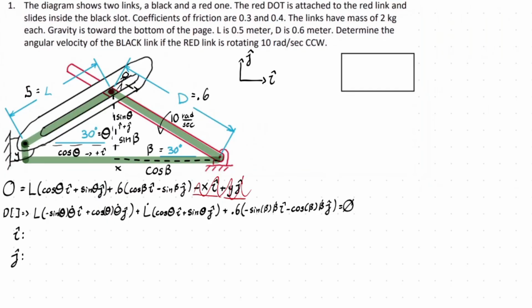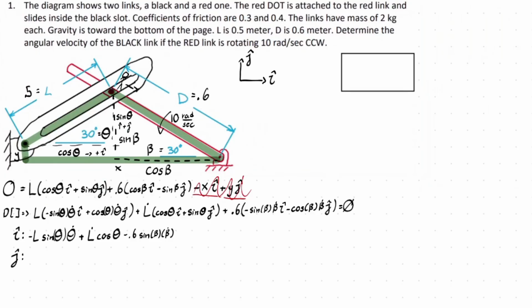So the first one is going to be L times negative sine, so this is negative L sine of theta times theta dot. And then I know it's in the i's, so I'm going to leave out that next j term, and then plus that L dot term: L dot times the cosine of theta. And then I'm going to move over to that 0.6 term. So this is 0.6 times negative sine, so that's negative 0.6 times the sine of beta times beta dot. And that last part is in the j, so I don't need it. So that's my full i component.